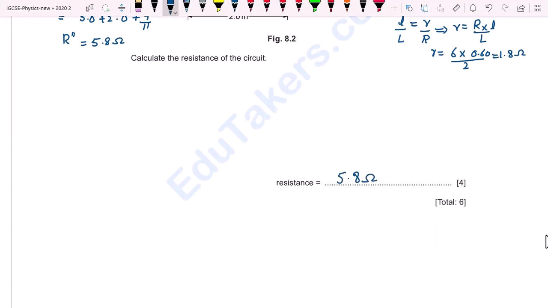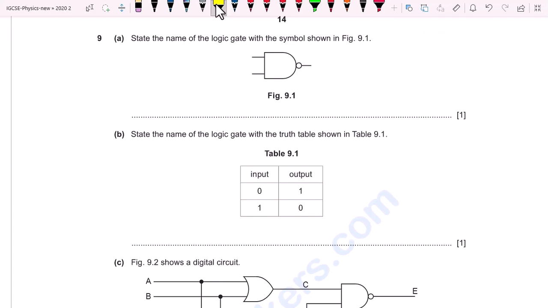.8 ohms. Question number 9, Part A. State the name of the logic gate with the symbol shown in figure 9.1. In the figure 9.1, we have shown a gate and we have to tell the name of this gate. We know that the bubble above the symbol shows the NOT gate. It shows NOT gate. And this symbol is for AND gate. When we combine AND and NOT, we get NAND. So this symbol is basically for NAND gate.